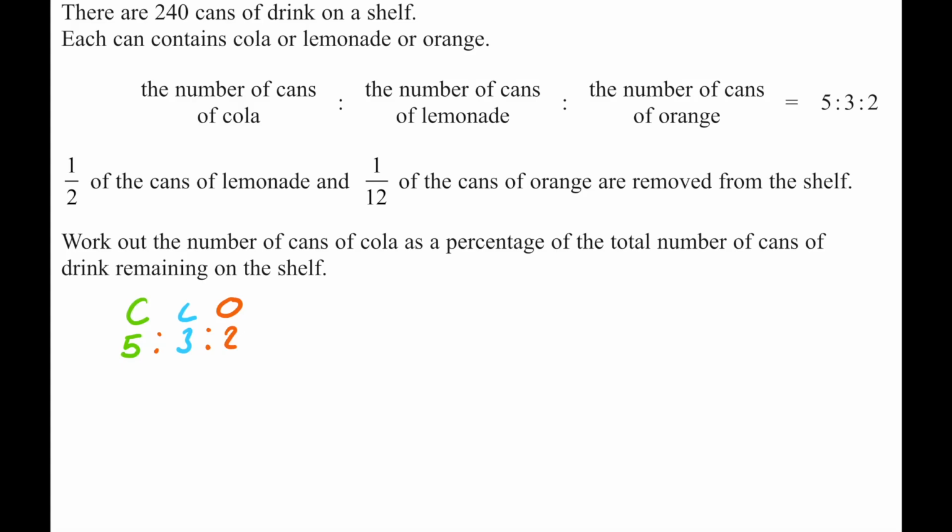This question starts as a sharing ratio question. So we've got 240 cans of drink on the shelf, and they're shared in this ratio here, which I've put down there. So the ratio of cola to lemonade to orange is 5 to 3 to 2.